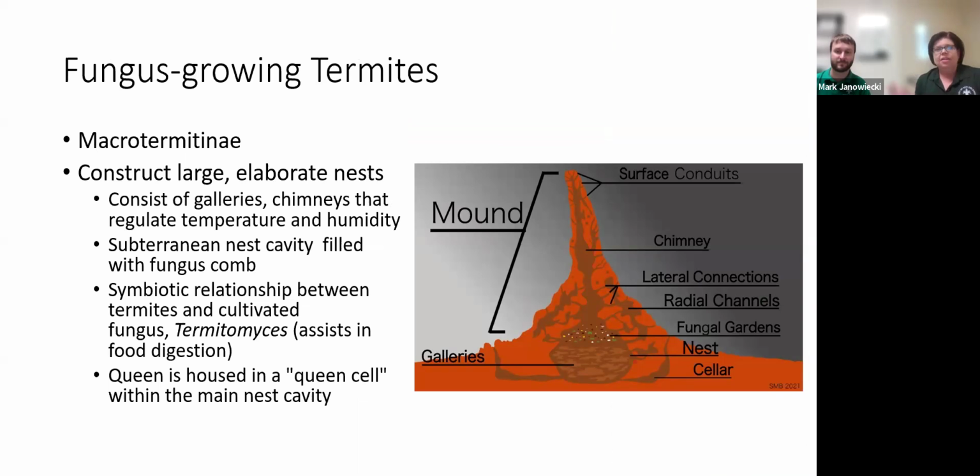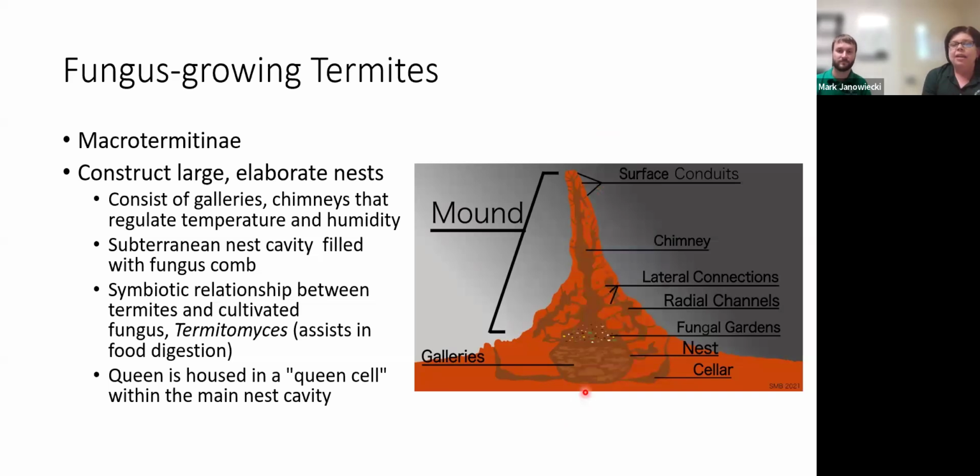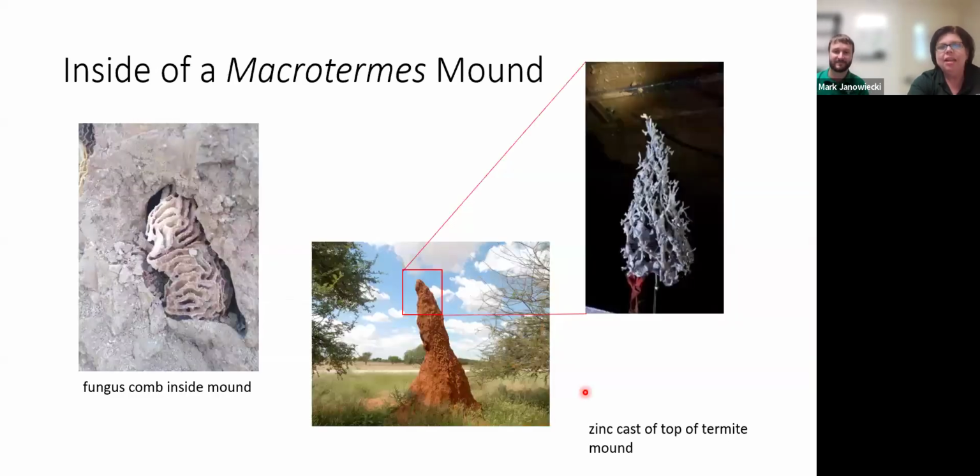But within these mounds, there is a system of galleries and chimneys that help regulate the temperature and humidity. You have a subterranean nest cavity here at the base filled with a fungus comb. What they do there is they're actually cultivating a fungus that they can feed on, which assists in their food digestion. And the queen is housed in a queen cell within the main nest cavity. Within the queen cell, they'll actually wall her up so she's not going anywhere other than staying in that queen cell.